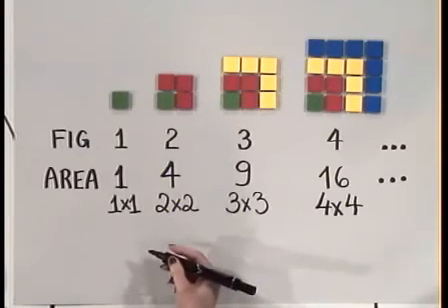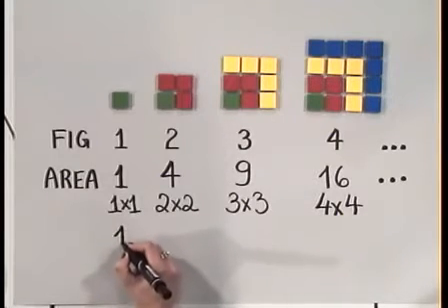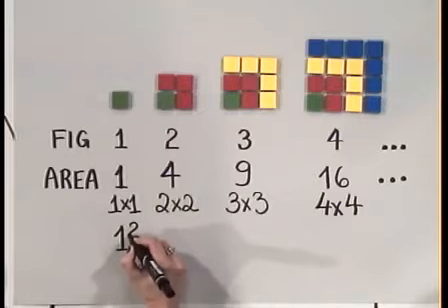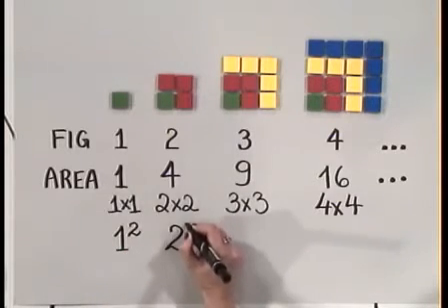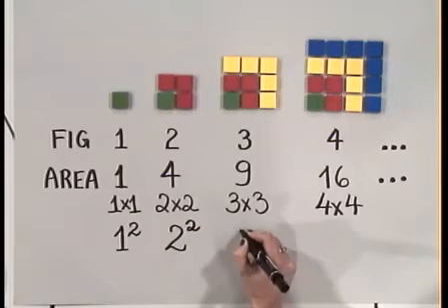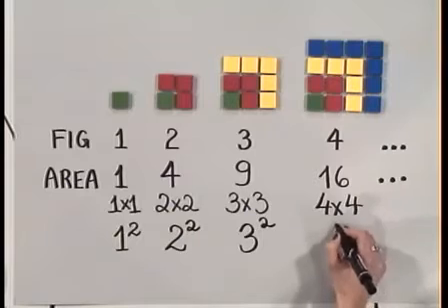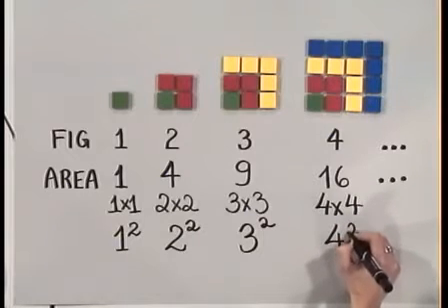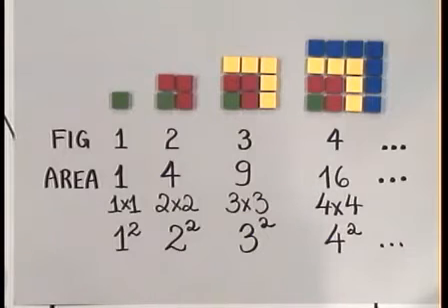Well, it's not really new to you, but it's really pertinent to this lesson. This can be written 1 squared. This can be written 2 squared. This can be written 3 squared. And this 4 squared. And so on out to 5 squared, 6 squared, 7 squared, and so on.